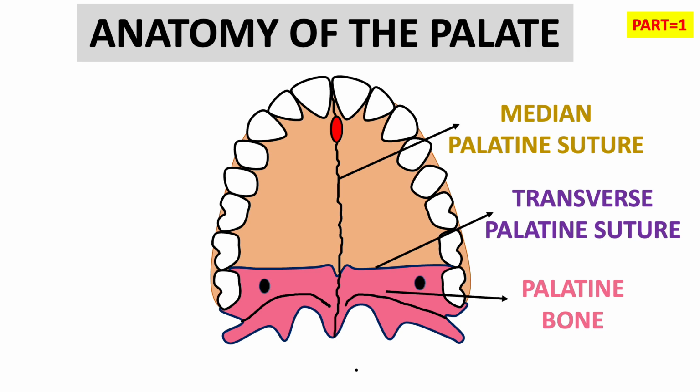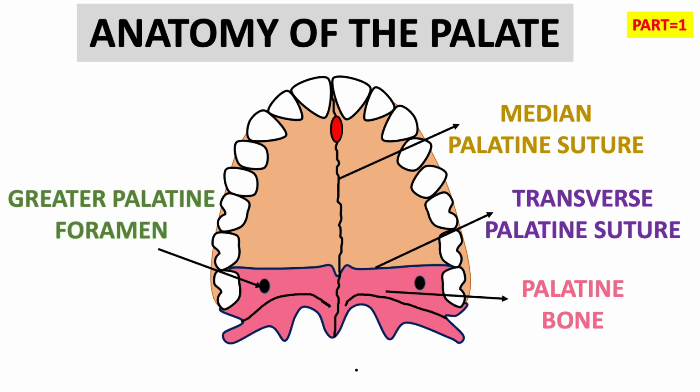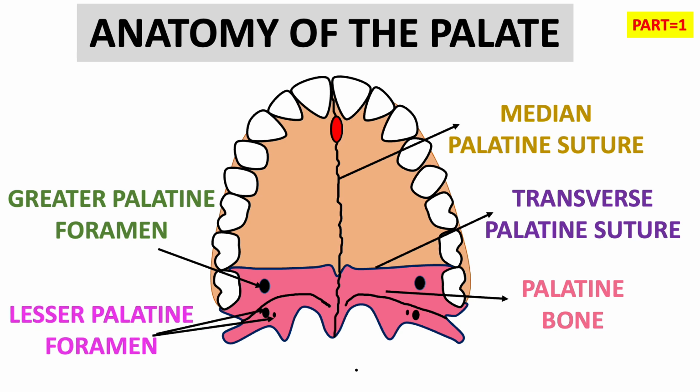On the palatine bone, two types of palatal foramen are present. The first one is the greater palatine foramen, and then we have the lesser palatine foramen. As you can see in the figure, just anterior to the lesser palatine foramen we have the greater palatine foramen, from where the greater palatine nerve and vessels pass to the palate. Then we have a bony extension from the palate called the pterygoid plates. These plates are very important in diagnosing midface fracture.